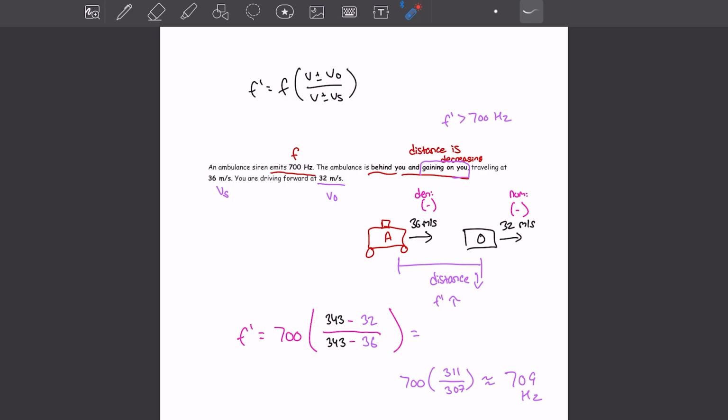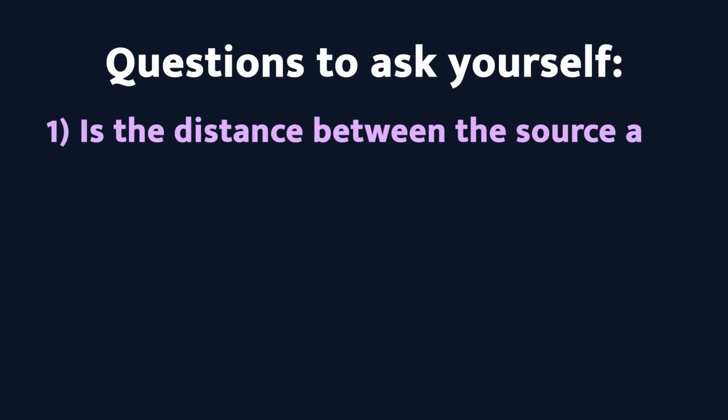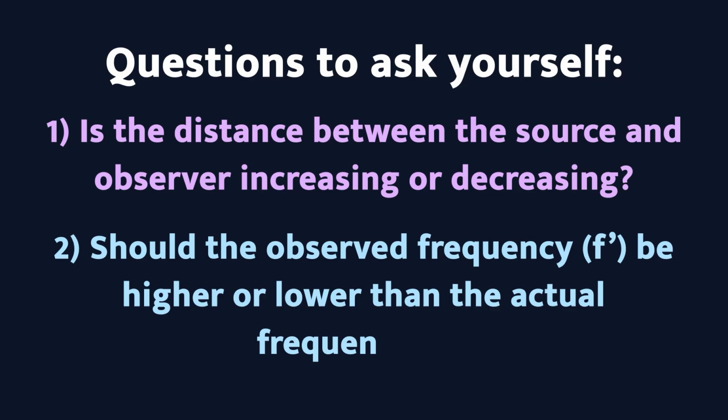All you have to do is remember the simple rules. And when you get to a problem, don't rush. Just think logically. Should the observed frequency be higher than the actual frequency, or should it be lower than the actual frequency? Is the observer moving towards the source? And is the source moving towards the observer? And you pick your signs from there.